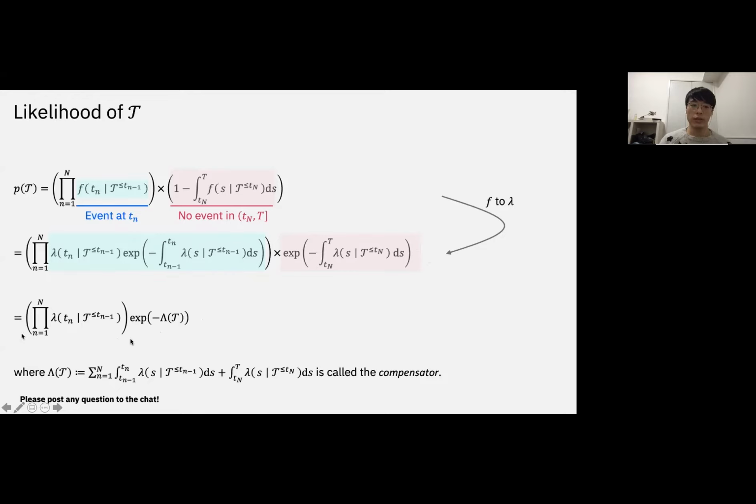This formulation is quite simple. The first n terms are related to the events at time tn, and the latter exponential term is related to the probability that there is no event during the consecutive events. And this capital lambda is called the compensator, which is defined by this equation. I want to note that this compensator is represented by some integrals of the conditional intensity function. But anyway, we can write down the likelihood of the event sequence by using the conditional intensity function by this formula.